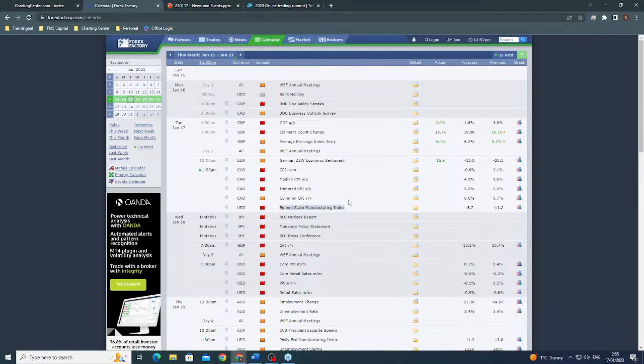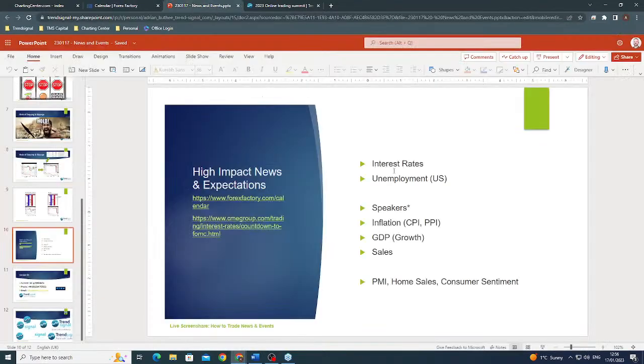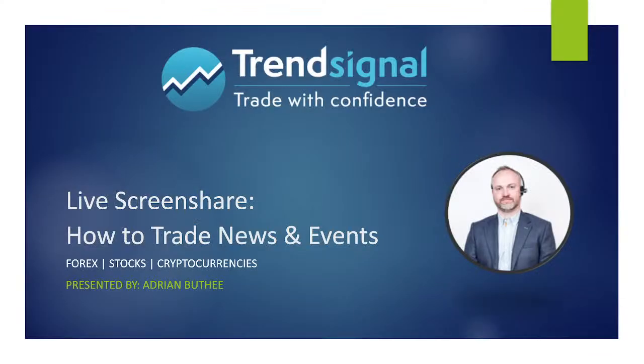So we've got all sorts of data in here. All we need to say at this point is, like I said, just be aware of what they are and when they're coming out. That's all you really need to know. Now, as a swing trader, what should I be aware of? Well, let's have a think about that. The most important items of data are going to be to do with interest rates.